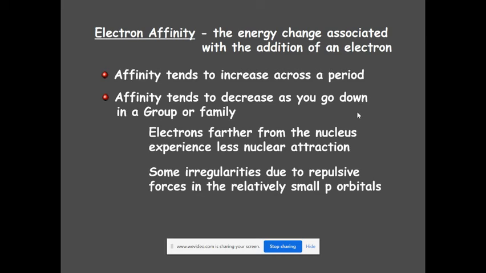The next periodic trend is basically the exact opposite. However, it follows the same trend. Electron affinity is the energy it takes to add an electron to an atom, but it also increases as you go to the right and up the periodic table.